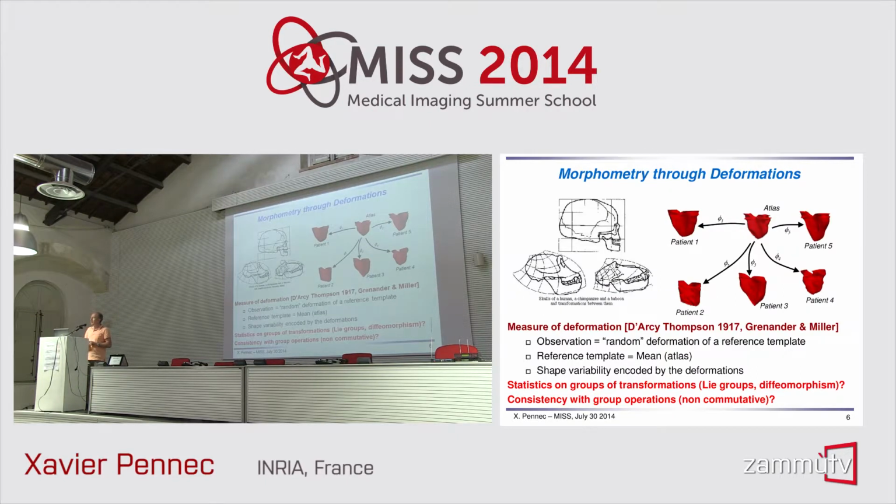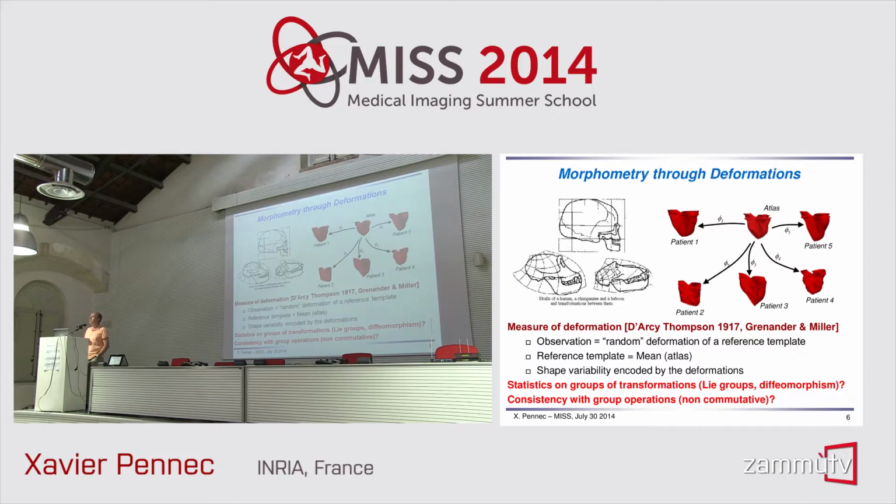The second example, and I will illustrate that a bit more in my talk, is morphometry using deformations. The basic idea is to say, okay, we're going to have a mean shape that we often call the atlas or the template, and we're going to encode the other shapes by the deformation of this mean shape towards each of the shapes that we have in our population. So the mean is a shape itself, but the variability will be encoded by deformations. And what we need here is to be able to compute the mean, so that's the atlas estimation.